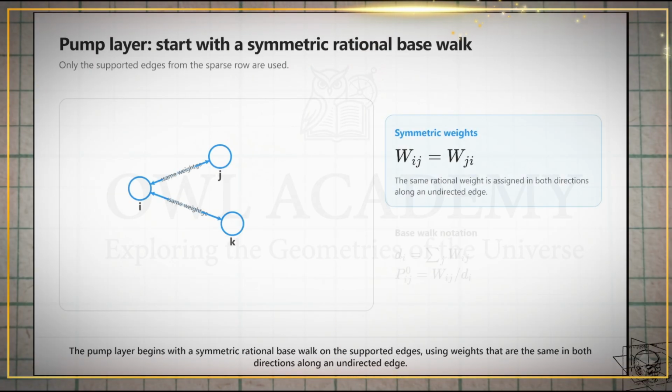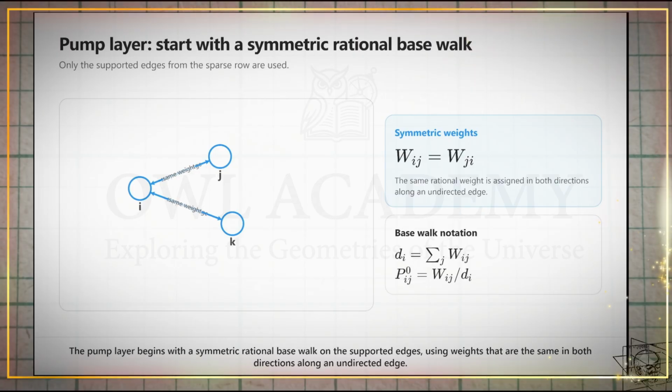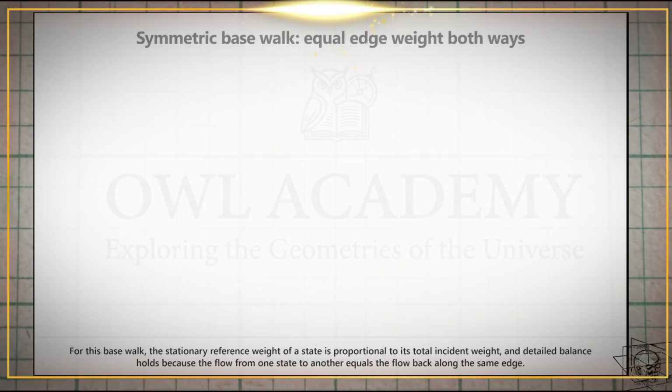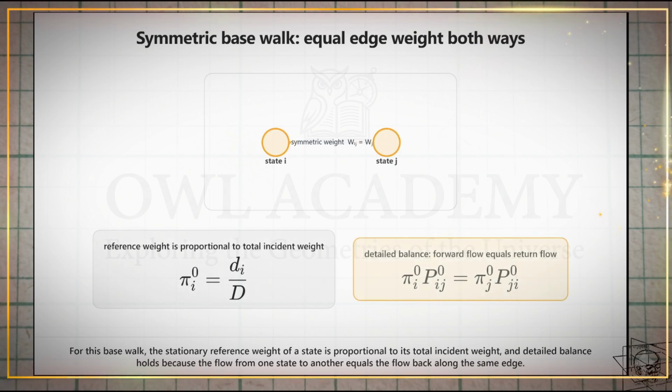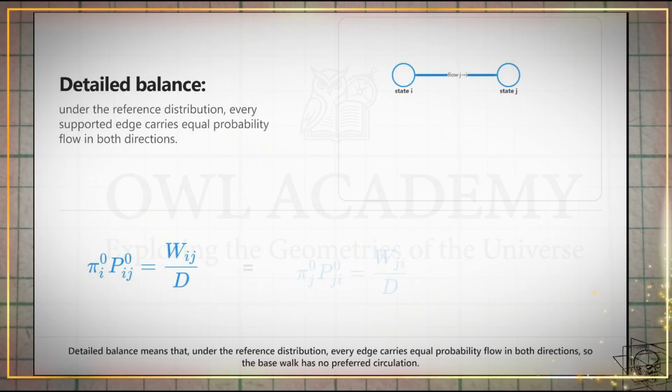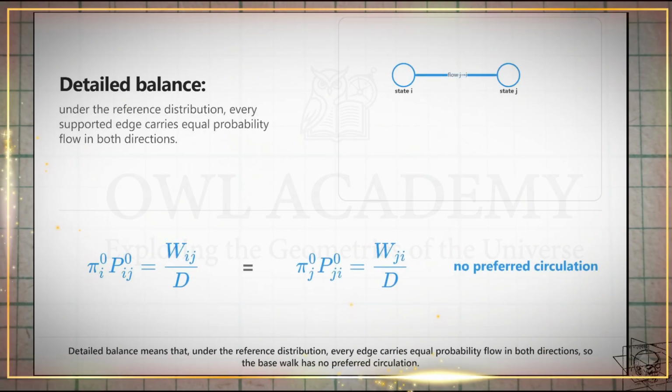The pump layer begins with a symmetric rational base walk on the supported edges using weights that are the same in both directions along an undirected edge. For this base walk, the stationary reference weight of a state is proportional to its total incident weight, and detailed balance holds because the flow from one state to another equals the flow back along the same edge. Detailed balance means that, under the reference distribution, every edge carries equal probability flow in both directions, so the base walk has no preferred circulation.